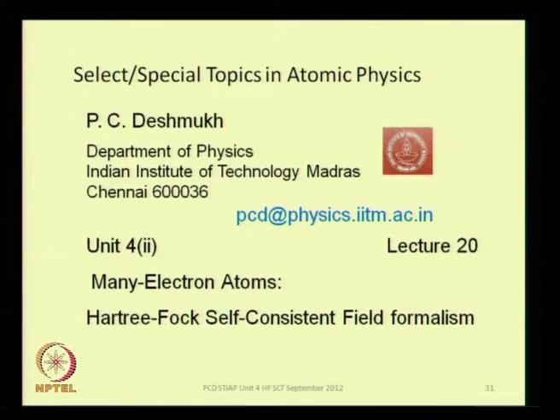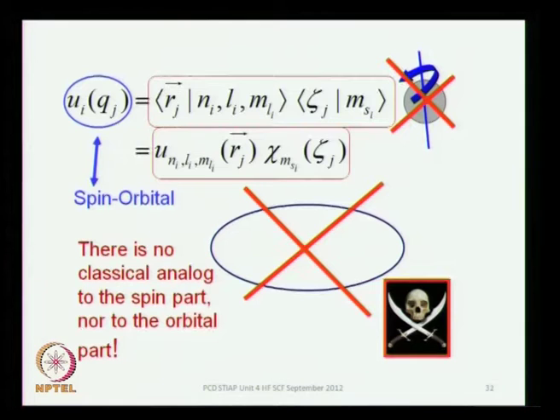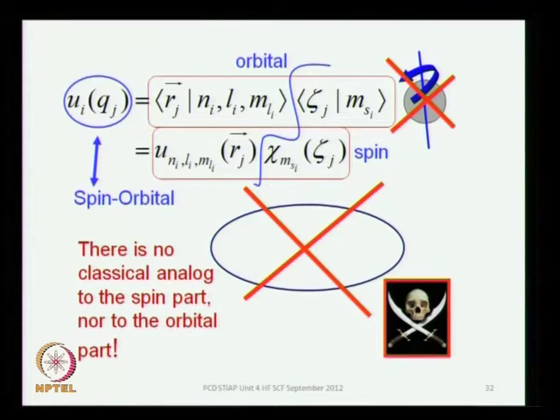We will continue our discussion on the Hartree-Fock self-consistent field method, and the elements of the Slater determinant are the spin orbitals. I always like to remind that there is no classical analog to the spin part or to the orbital part, and essentially the spin orbital is made up of these wave functions.